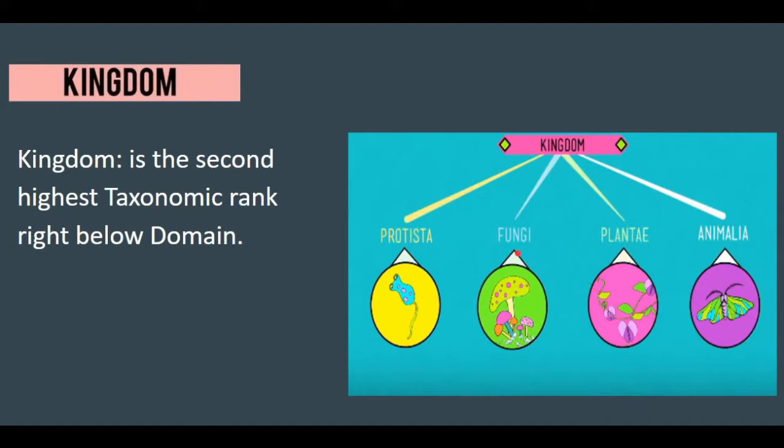So kingdom is the second highest taxonomic rank, right below domain, as I said. So it's divided into the Protista kingdom, the fungi kingdom, the plantae or plant kingdom, and also Animalia or animal kingdom.